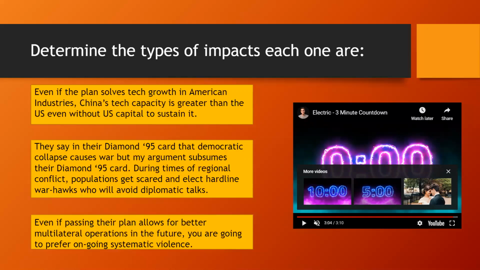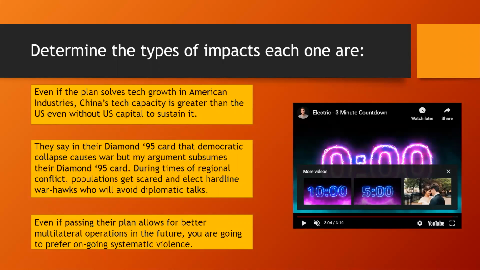I say it's probability. Why did you say it was probability? Because in the passage, one argument is saying that the Diamond 95 card is evidence that a war is about to become a big thing, but this is arguing that the probability is unlikely, because during the scare of an actual war, a population will elect hardline war hawks who will avoid diplomatic talks. So it's arguing that the probability of the war happening is unlikely.